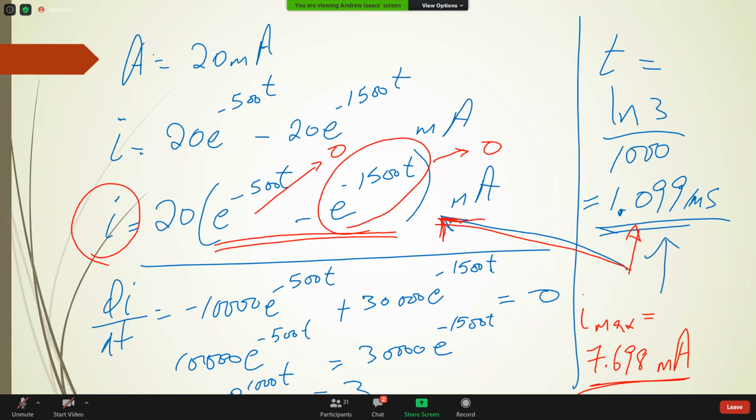As t increases, this one gets smaller than this, right? So is the current positive or negative? Come on, quickly. Positive. Patrick question. Positive. Must be positive, because this will be greater than this. Right?